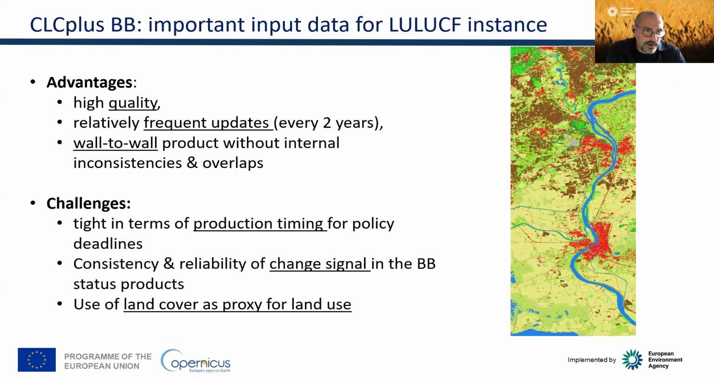I will mention before I close just three challenges briefly, to be a little bit self-critical here as well. So one of the challenges we have as we move to policy use cases for Copernicus data is that those policy use cases often have very tight and repeated deadlines, and also in this case. So that is a challenge: the production needs to be precisely in time for these deadlines. We also have to look into how reliable and consistent the change signal is that is inherent in these status layers, at least in aggregated fashion on country level.